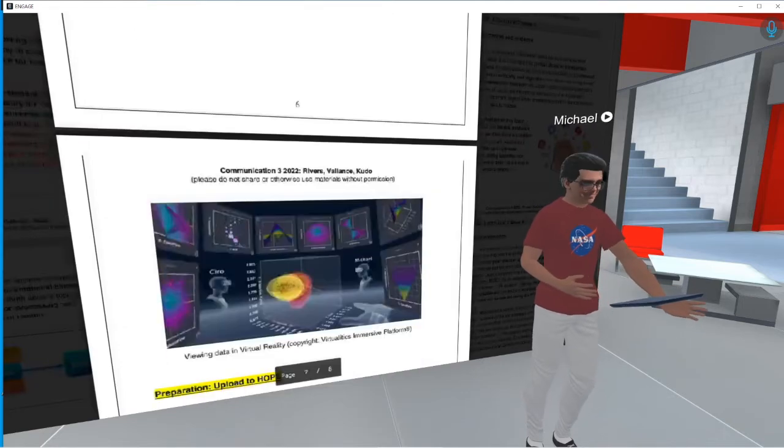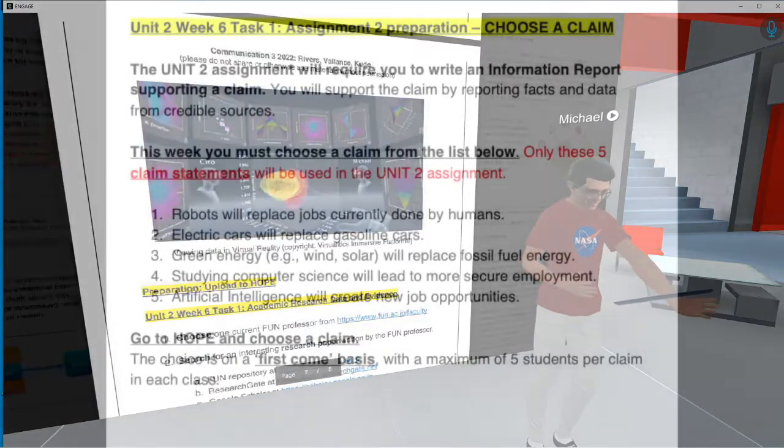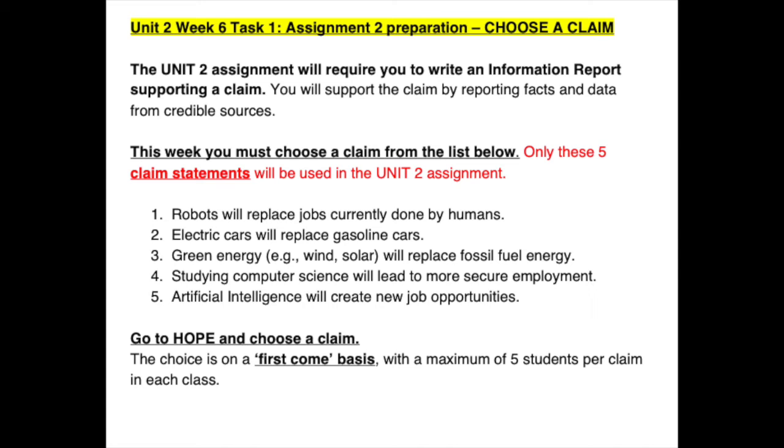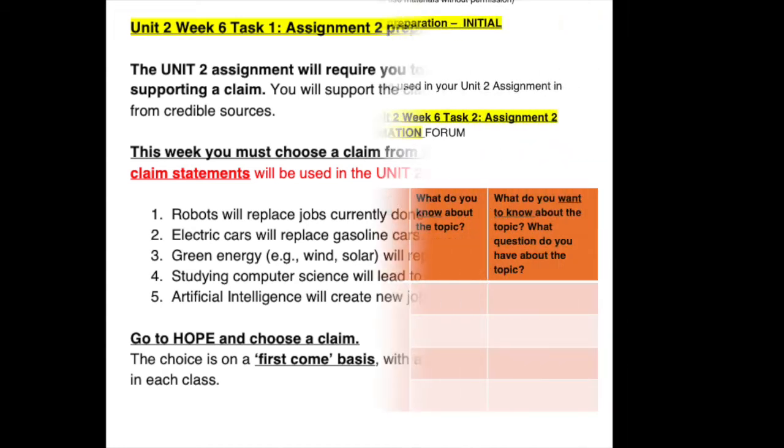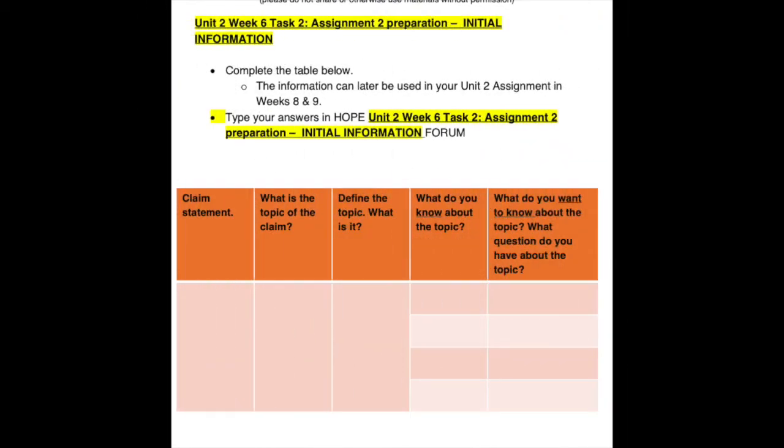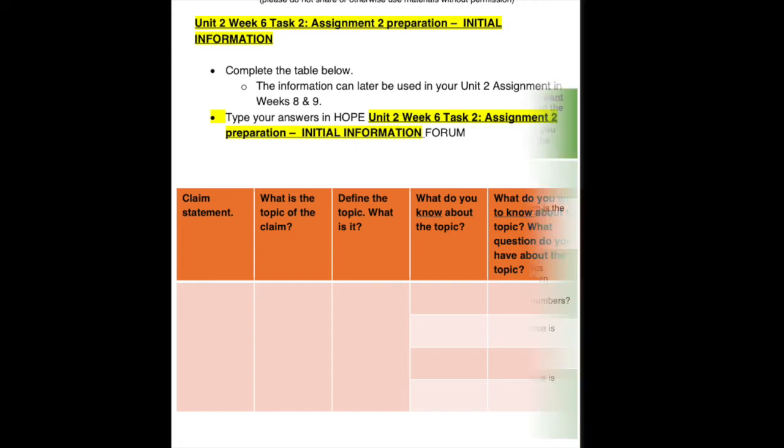This week's task is for you to choose your assignment claim. There are 5 to choose from. You can only choose one of these claims. Task 2 is then to indicate what you know about the topic within that claim. There's an example on page 9 to help you.